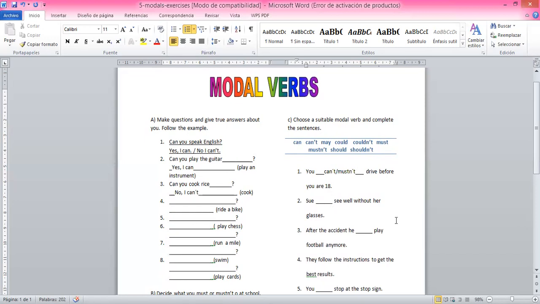Sue will sit without her glasses. That is a probability, could, okay? What was the modal that we have to use for probability? Could. Okay. She could see, could, okay? Yeah, she could see well without her glasses, okay?